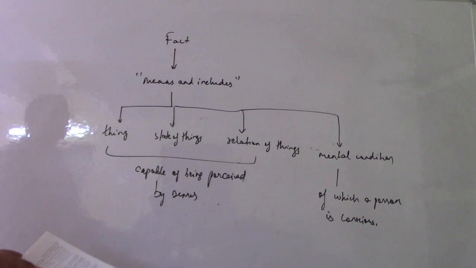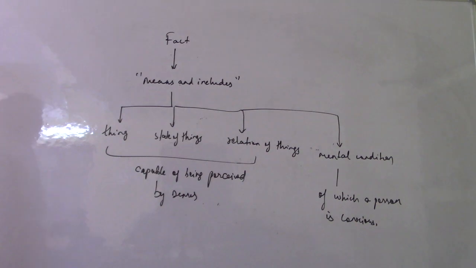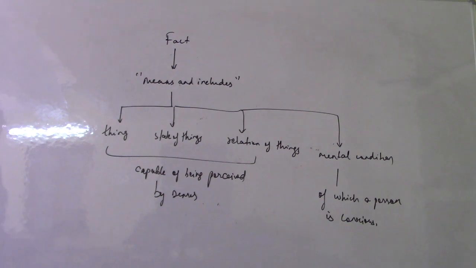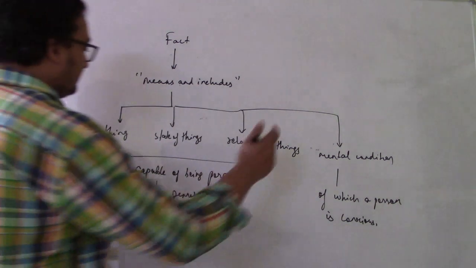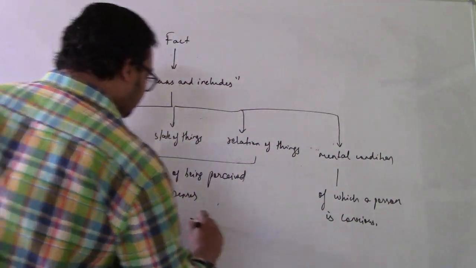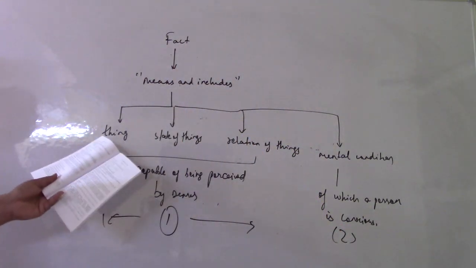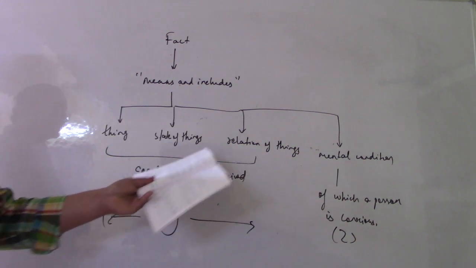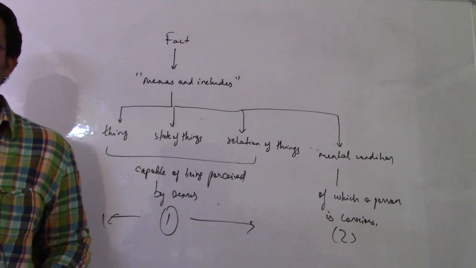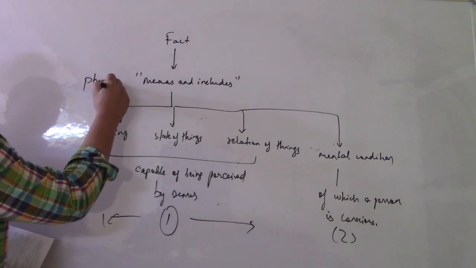Fact means and includes, which means that a fact can be any of these four things. Now, if you notice over here, there are 2 points mentioned, right? Point 1 and point 2. This is category 1, all these 3 over here. And this is category 2. Anything, state of things, or relation of things. What is a thing? A thing is anything that has physical existence.